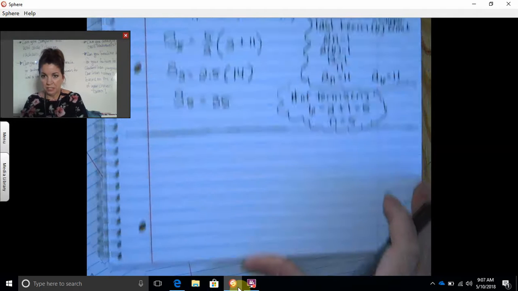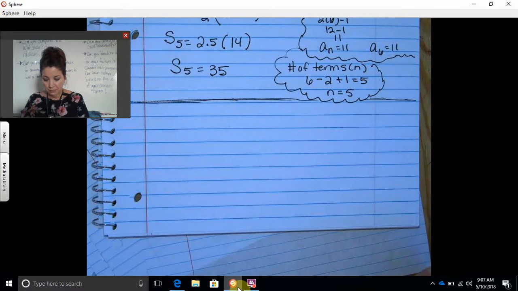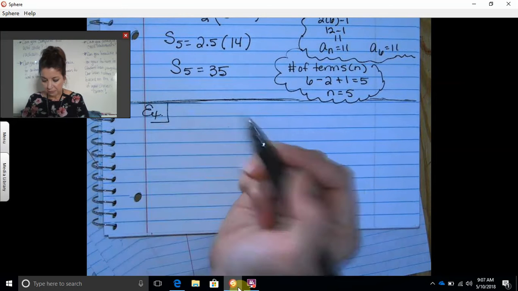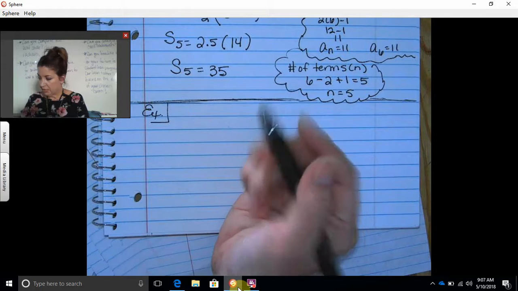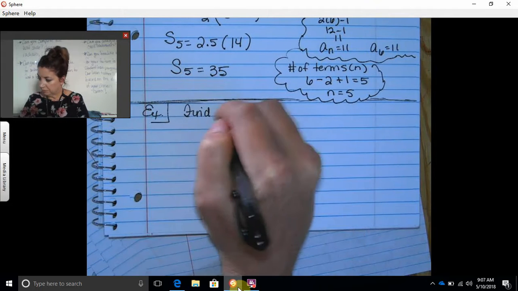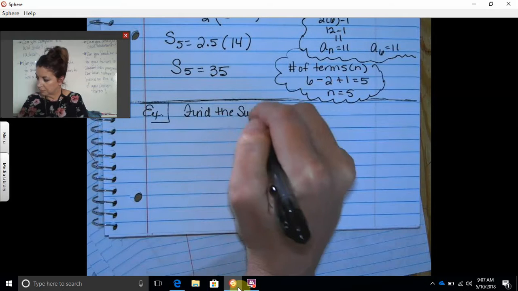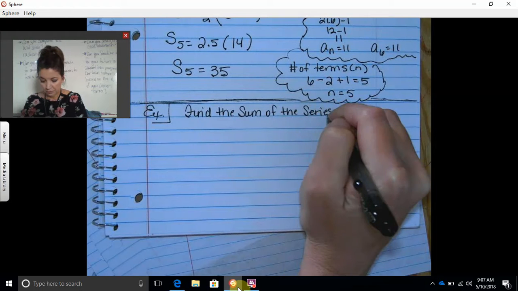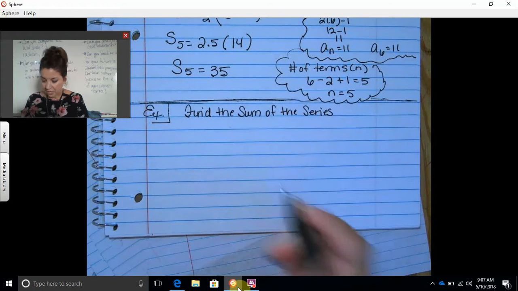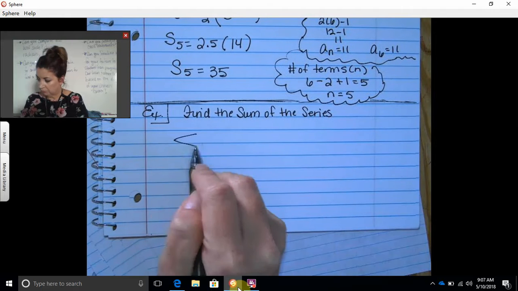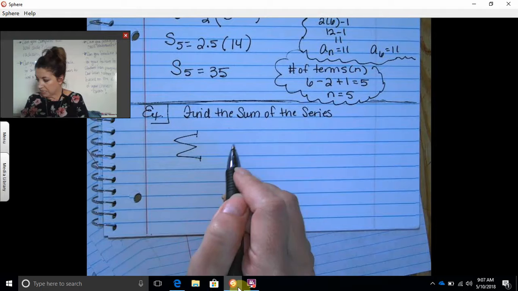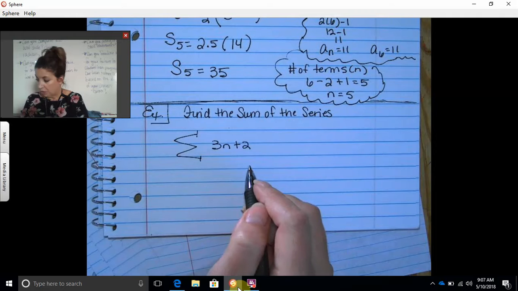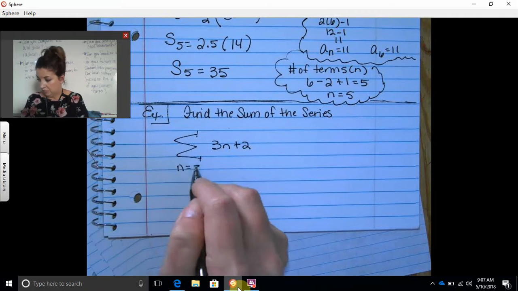All right, one more. Let me let y'all do this one on your own. Make sure you got it, because on your classwork today, you're going to have to do these by yourself. Find the sum of the series. We have the sum of 3n plus 2 for values of n from 3 to 6.